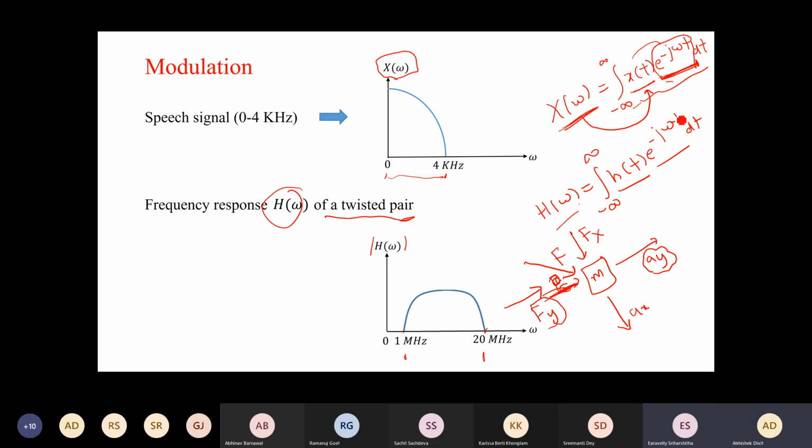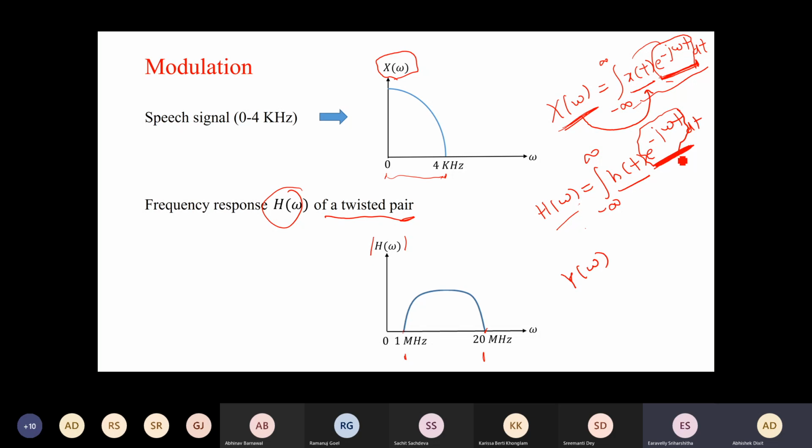Similarly, the output in this direction, in the direction of e to the power minus j omega t, should depend only on X(omega) and H(omega). Okay. So by just looking at these two equations, can I not say Y(omega), which is the output in this axis, is simply, without using any maths, X(omega) times H(omega).